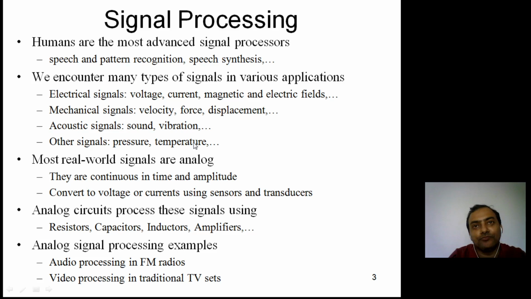Most real world signals are analog, as you also know, and to process these analog signals, how we convert them into digital, we will see in this. They are continuous in time and amplitude. They are converted to voltages or currents using sensors and transducers. You know one example of sensors.